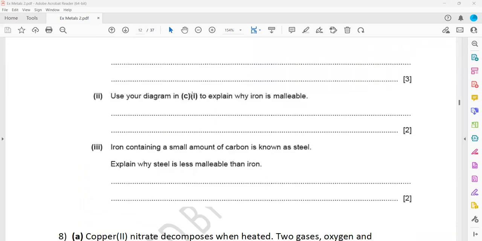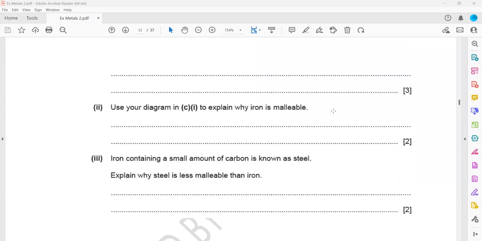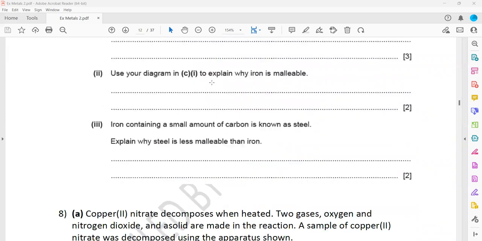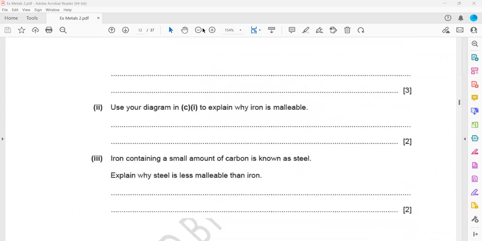Iron containing a small amount of carbon is known as steel. Why is steel less malleable? What is the reason for that? The same idea. Steel is an alloy, and alloys are usually harder than the pure metal. Pure metals are soft and malleable. Alloys are harder. What is the reason for that?